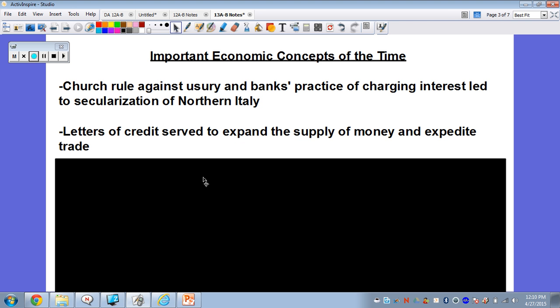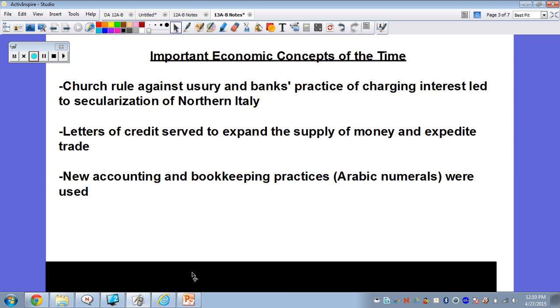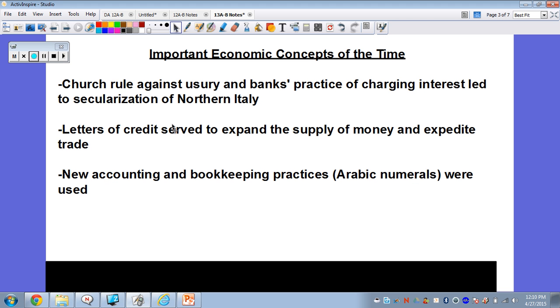Letters of credit are going to serve to expand the supply of money and expedite trade instead of transporting large quantities of cash, which can be dangerous or troublesome. We're going to be able to provide letters of credit or checks or early forms of credit cards. And then we're going to have some new accounting and bookkeeping practices that crop up during this period. Specifically, Arabic numerals begin to be used, which makes bookkeeping more efficient and more accurate.